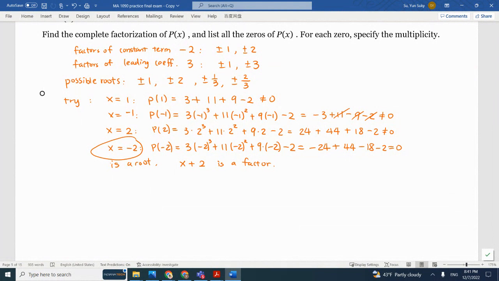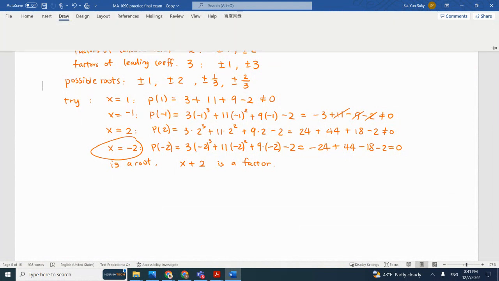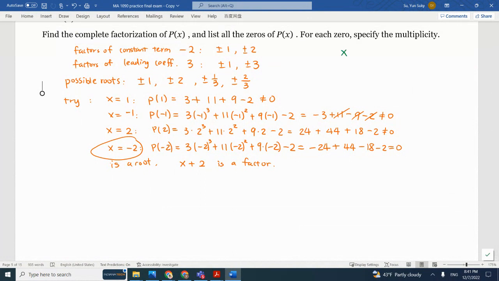Well, for this problem, because it's in the form of x minus a, we can use synthetic division. If it's another form, for example, if you have 2x plus 5, well, long division. Or, for example, 3x squared plus 11, something like that, use long division. So it's exactly the form x minus c.